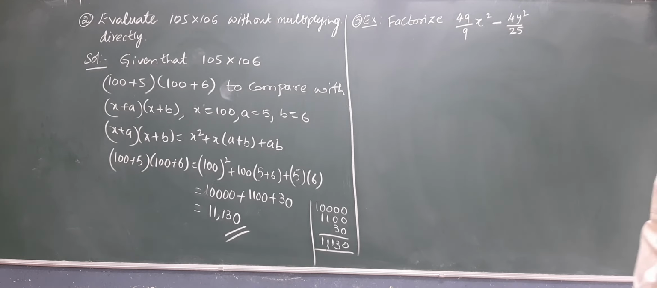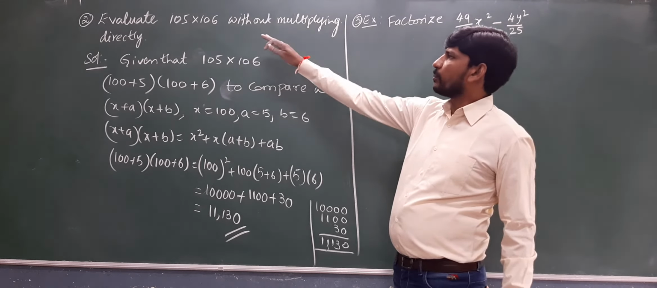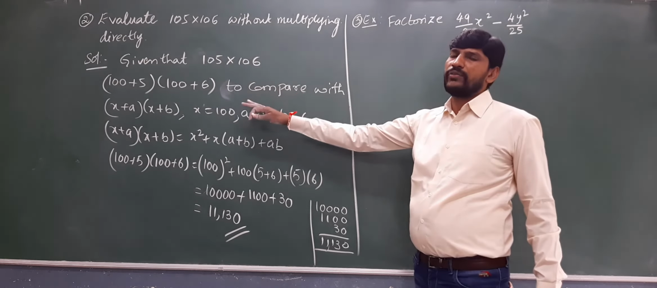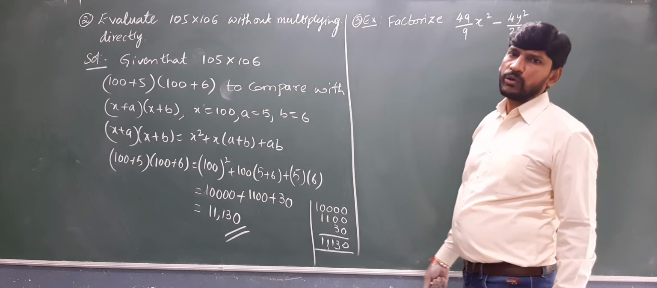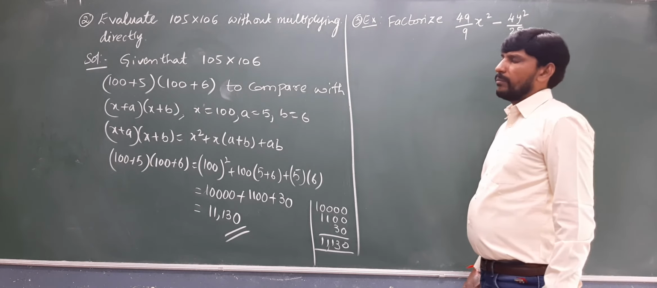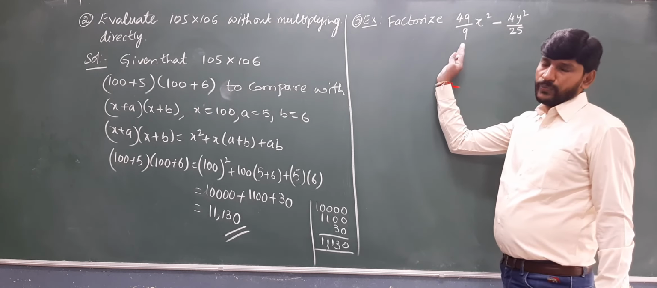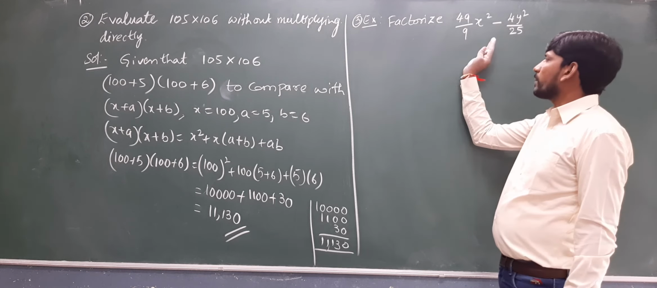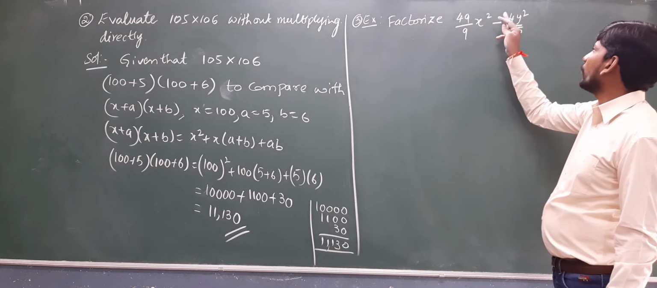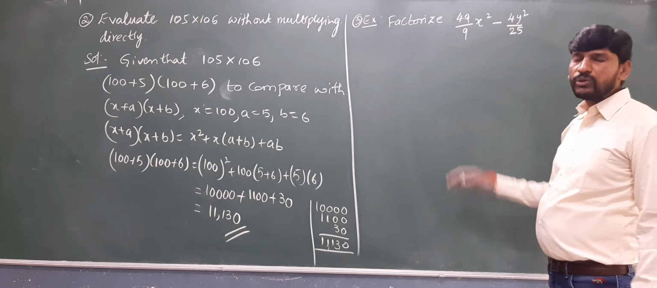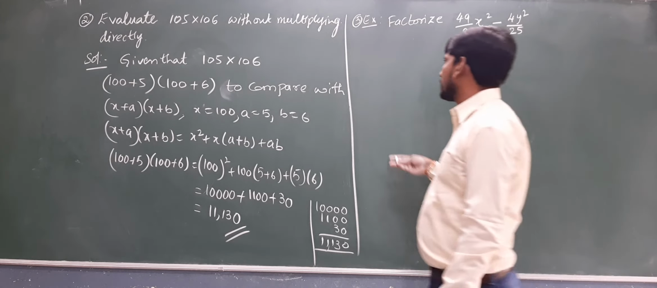Now, children, up to now the algebraic identities were used to find the product of two values, or to simplify, like how to multiply two linear polynomials. But we can use these algebraic identities in factorization also. How to factorize this problem? Factorize 49 by 9 x square minus 4 y square by 25. How to factorize this with the help of algebraic identities? Let us see this here.